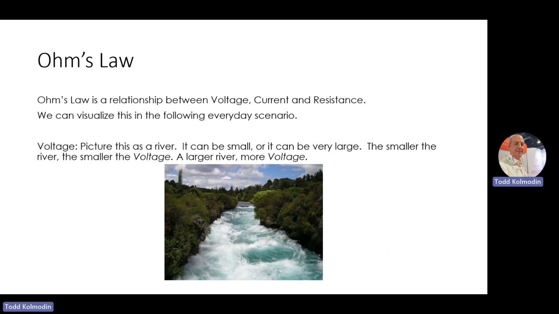I think this is a good one. It can be small or it can be very large. The smaller the river, the smaller the voltage, larger river, more voltage.